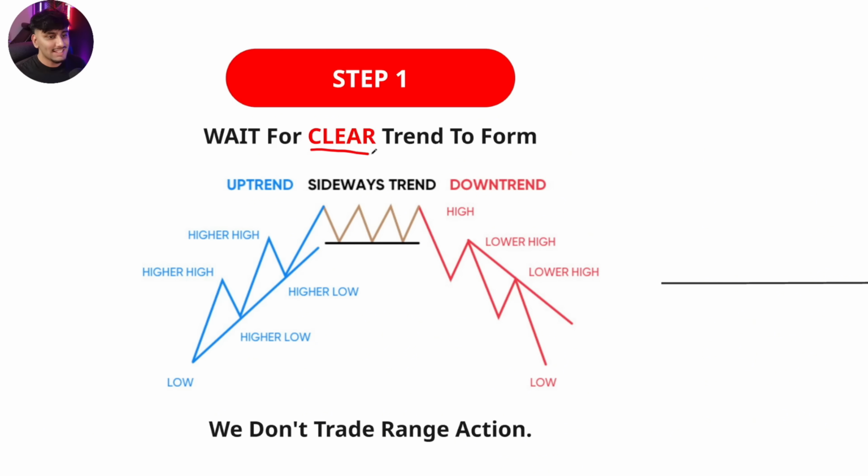For step 1, like I said, we're going to the higher time frame and we need to wait for a clear trend to form. We do not trade range or choppy price action. How are we supposed to look for this trend? Well, for step 1, we can see here we have a low right here. We create a brand new high, and then when the stock dips back down again, it creates another low, but this low is higher than this previous low.